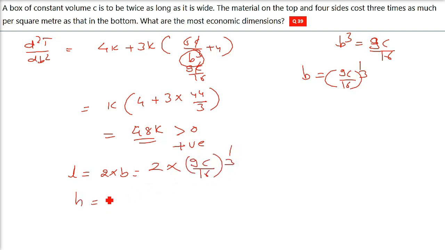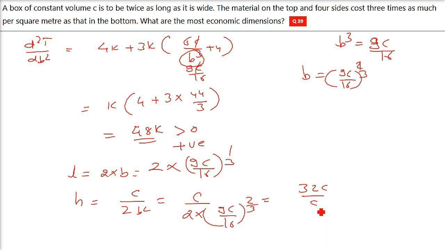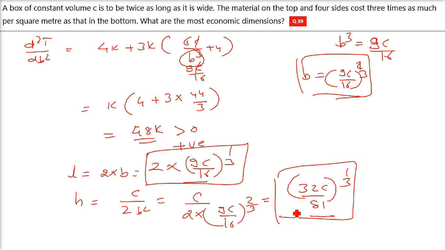This is the length. What was the height? Remember the height? The height is C by 2B square. So this is C by 2 into, just take this 1 by 3 as 2 by 3, because you are squaring it. When this goes up, there will be a certain relationship. You will get all the length, breadth and height in terms of C, which is given in the question. You cannot have anything which you have assumed. Always the answer should come with values which are given in the question. Okay, so this is what we got.